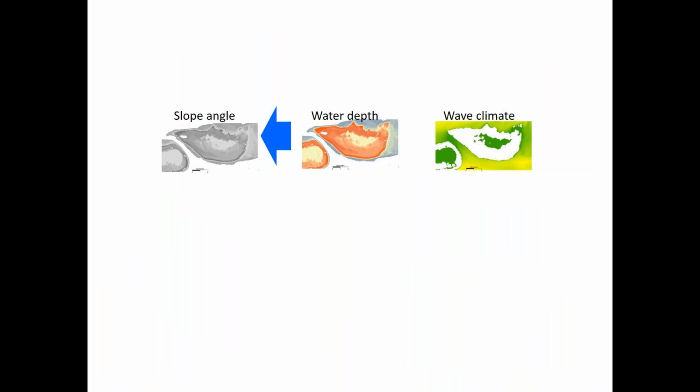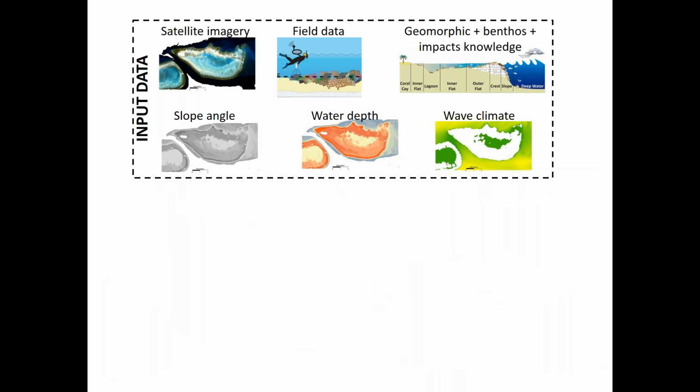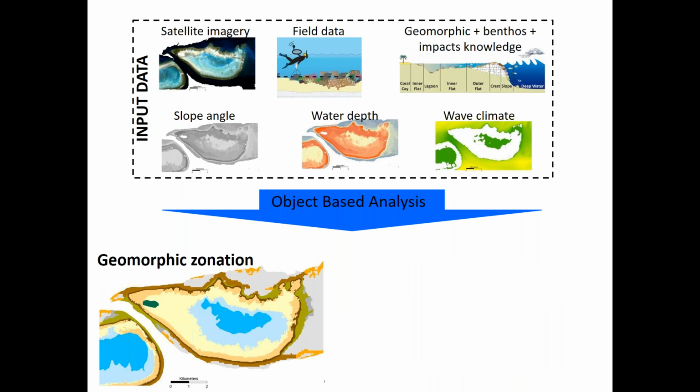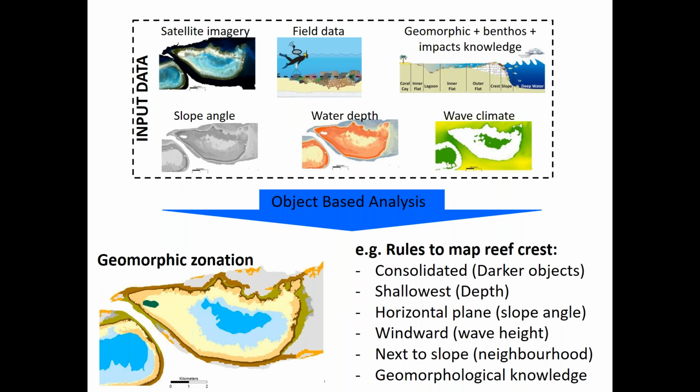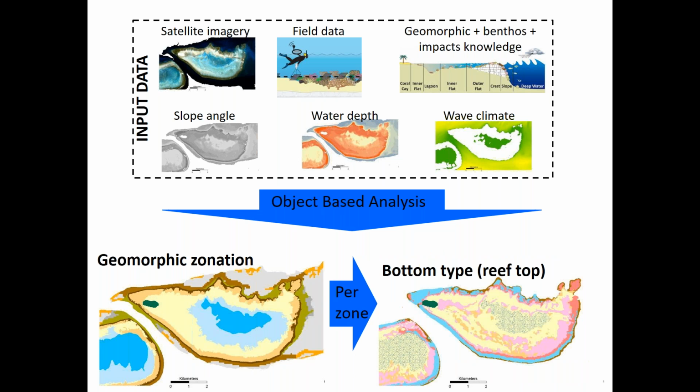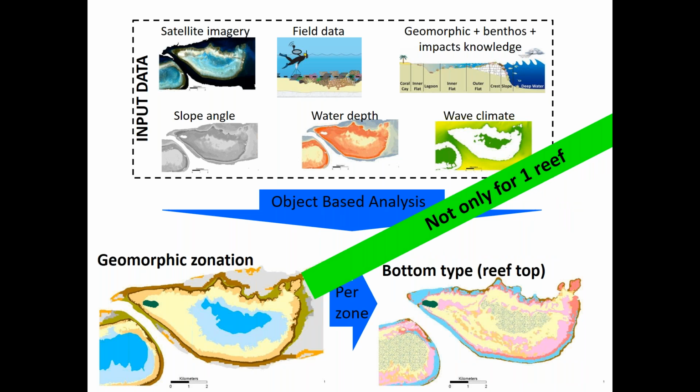These data sets, together with slope, gave us an enormous amount of information, which we then use with object-based analysis to form the geomorphic zonation of a reef, using the different attributes like consolidation, water depth, slope, wave height, and neighborhood relationships to basically map the different features on the reef, in this case the reef crest. Then we applied the same kind of idea as previously mentioned, but for every zone. And it worked very well for one reef, but that's only one.